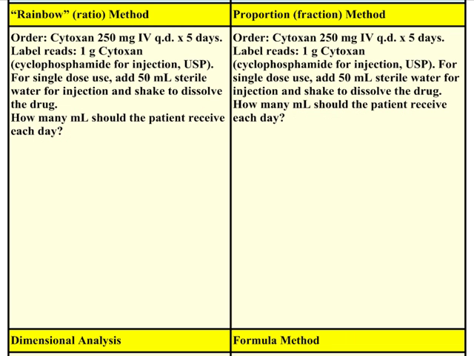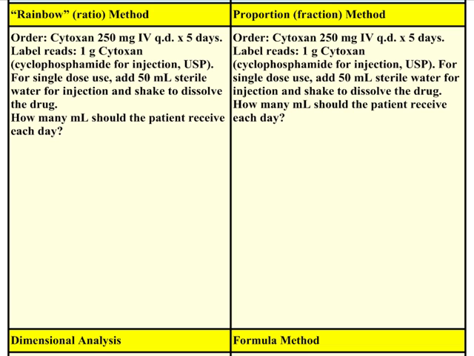Let's look at another one. This time we have an order of 250 milligrams IV every day for 5 days. We can see the label reads 1 gram. It tells us that for a single dose use, we're going to add 50 milliliters to this 1 gram, shake it, and dissolve the drug. We need to know how many milliliters to give the patient every day.